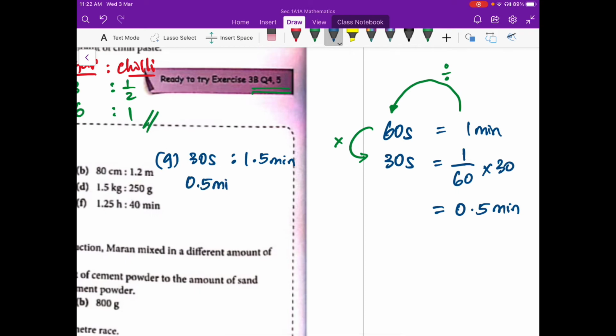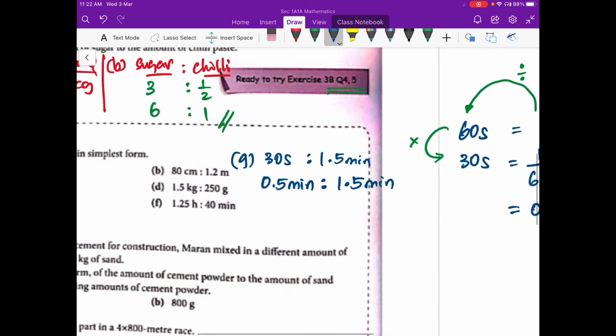So 0.5 minute to 1.5 minutes. Now most of you would have changed them to seconds, but I just want to show you that other units are fine. So same method, calculator, fraction, 0.5 and denominator 1.5. And we have 1:3. Okay? That's all for question 1. Any questions?